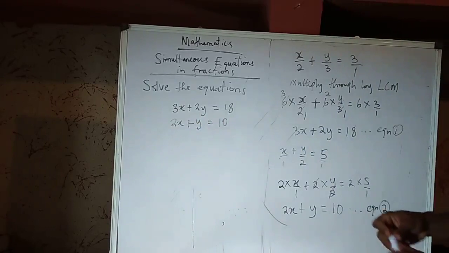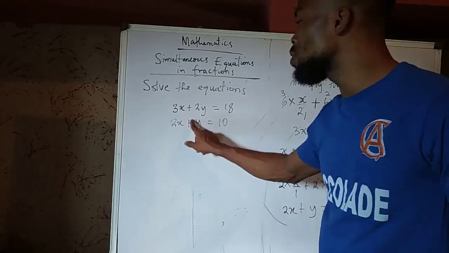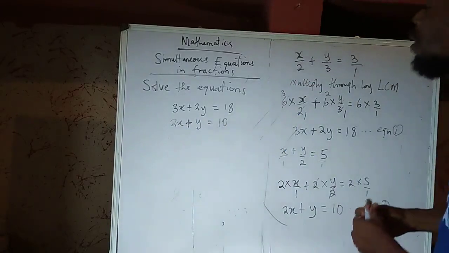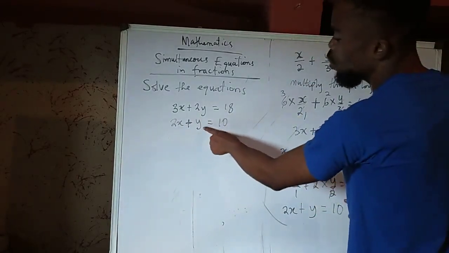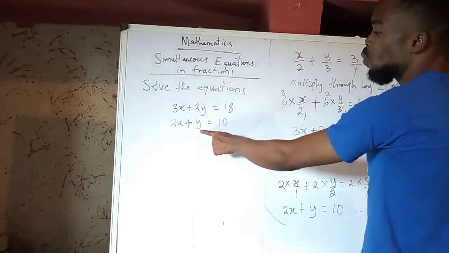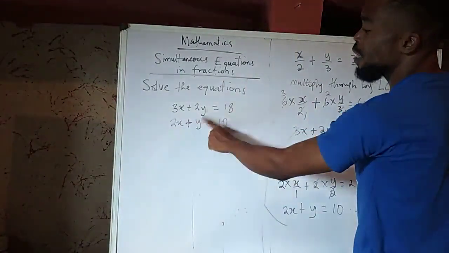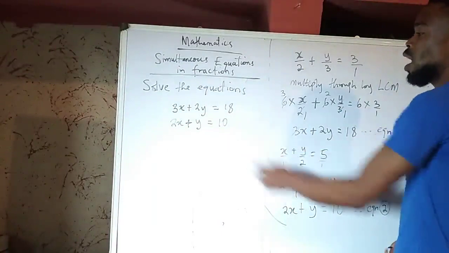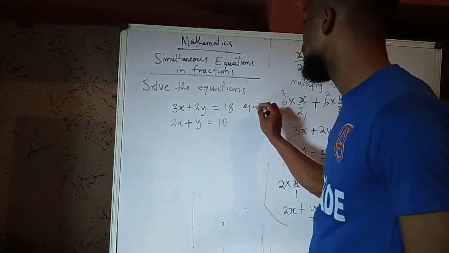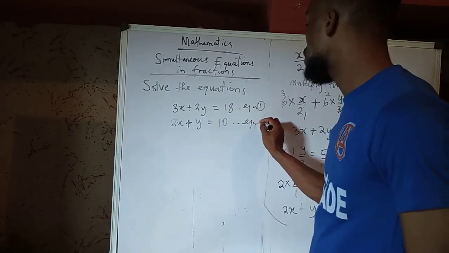So in this problem, I'll not be using the elimination method. I'll be using the substitution method. Now, why am I using the substitution method? Because I have a situation where the coefficient of one of the variables is 1. Like you see y here, the coefficient of y is 1. So I can easily make y the subject of the formula. So I have equation 1 here, and equation 2 here.